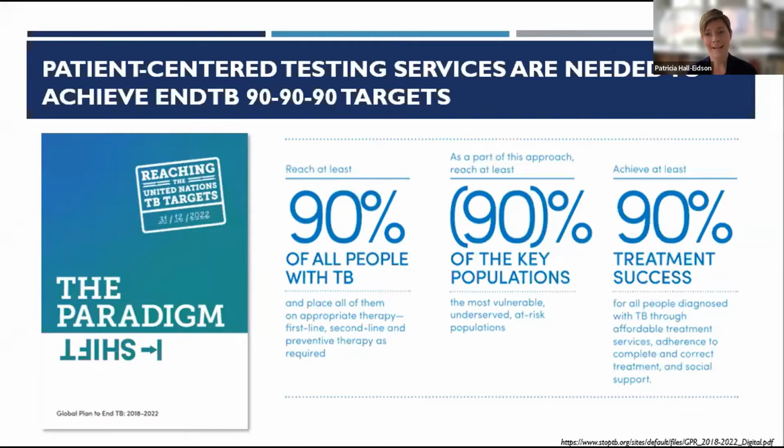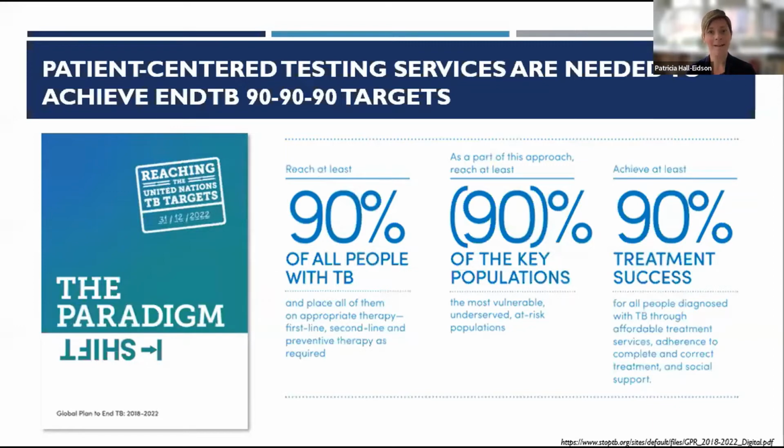The second 90 is nested within the first, wherein at least 90% of the most vulnerable and key populations should be reached, inclusive of patient-centered, targeted testing approaches, which we'll speak about a lot more today. And the third 90 is aimed at achieving at least 90% treatment success with a full complement of patient care, including quality assured treatment monitoring and cure confirmation testing services.